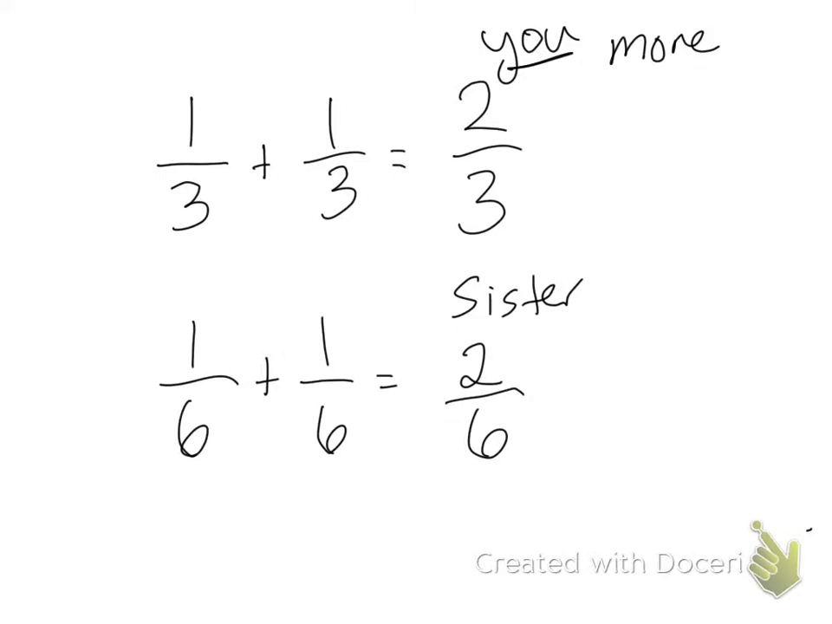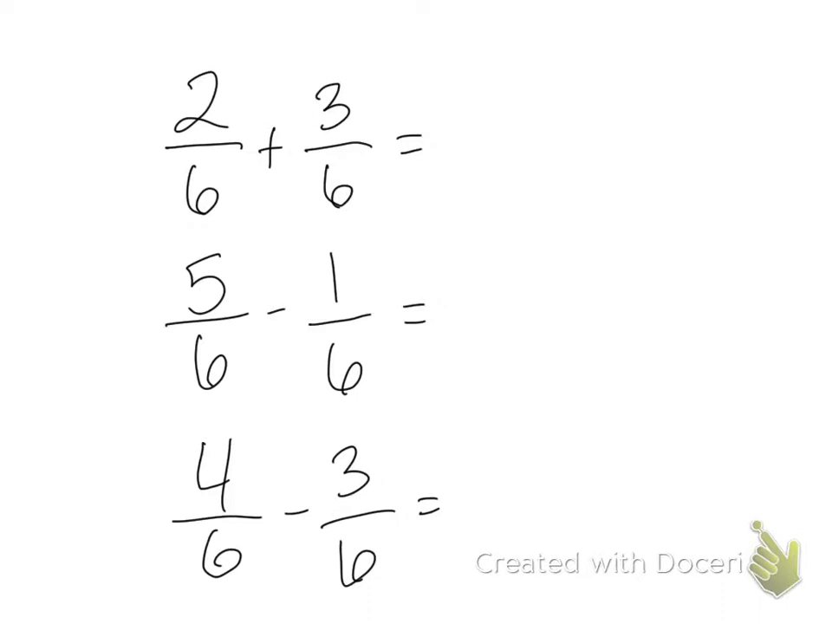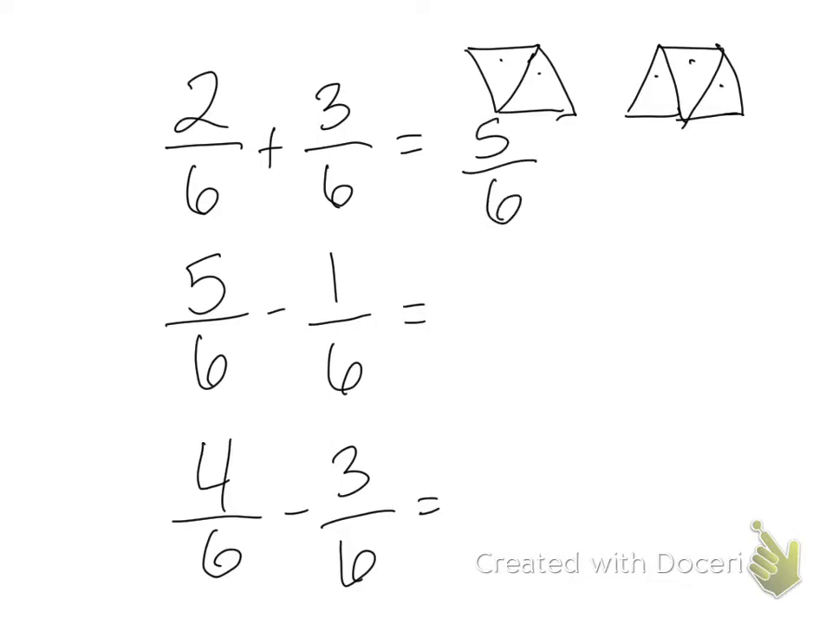All right, so what if we have 2/6 plus 3/6? To show this on our pattern blocks, I'm just going to draw it to make it easier. 2/6 would be two of the triangles. So it would look kind of like that. And then we'd have 3/6, so that'd be three more triangles: 1, 2, 3. So 2/6 plus 3/6 equals 1, 2, 3, 4, 5, because I have 5 of the small 1/6 pieces.